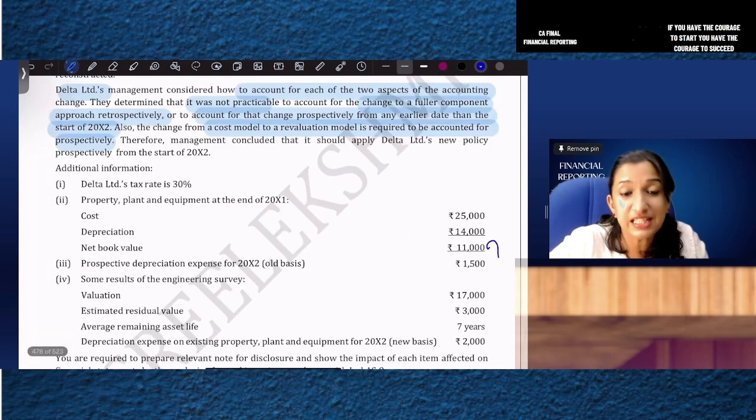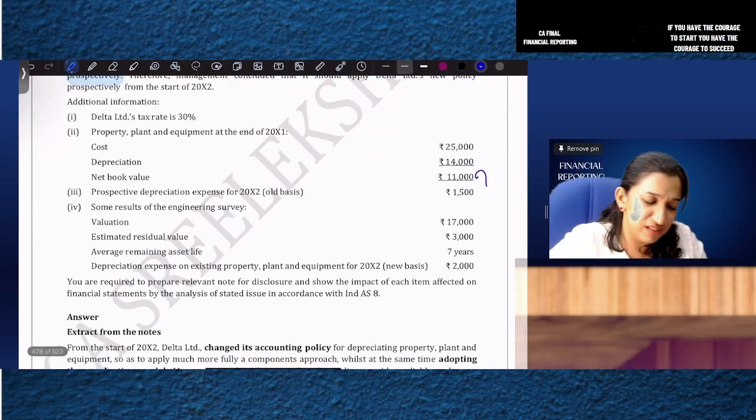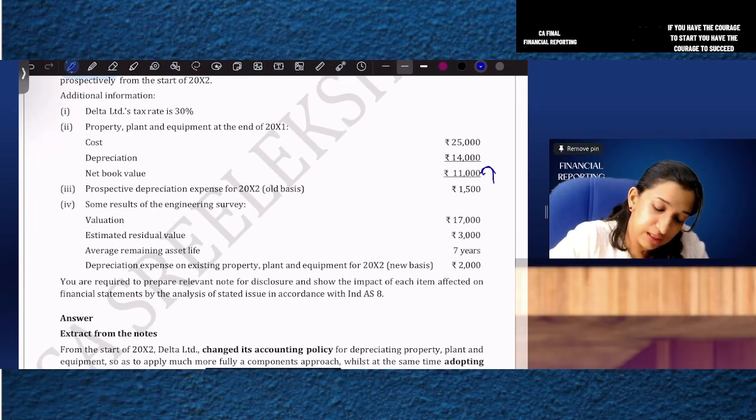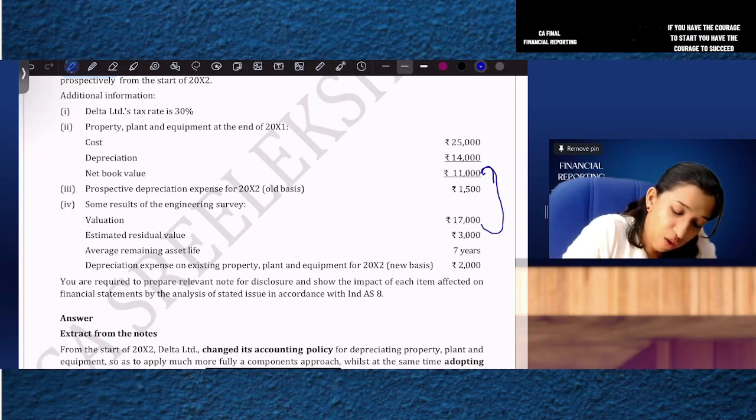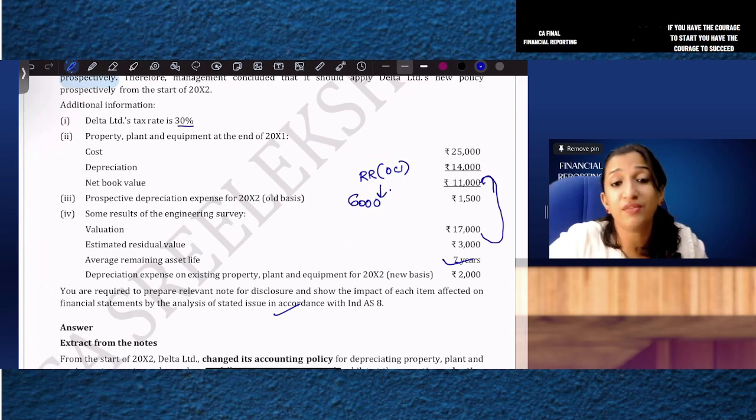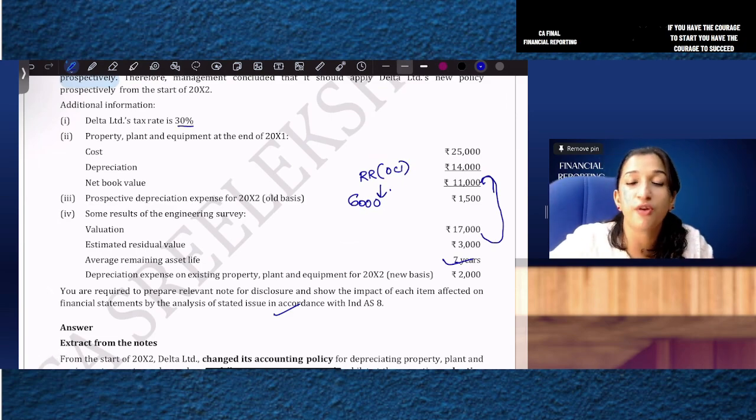Now, in these cases, what are the areas to be disclosed? What are the points to be disclosed? So here net book values go from 11,000 to 17,000. So there is a revaluation reserve in OCI of 6,000. Remaining life is given. You are required to prepare the relevant note and show the impact of each item in the financial statements. Tax rate is given, meaning if there is revaluation reserve profit, you should create deferred tax liability. Depreciation of 1,500 has become 2,000 in future.